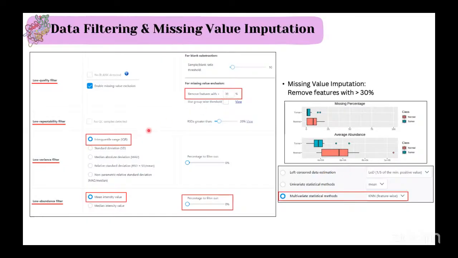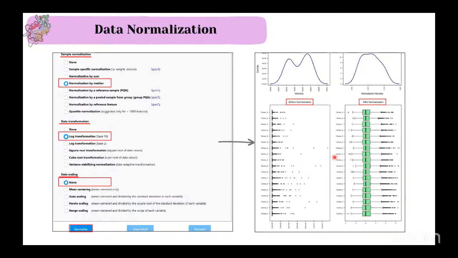We can perform various kinds of low repeatability filters such as standard deviation or interquantile range. Each has its own modeling. And finally we do the missing value imputation. So you can find the difference between the missing percentage and the average value percentage used. Once your missing value imputation is completed, we move on to the multivariate analysis.